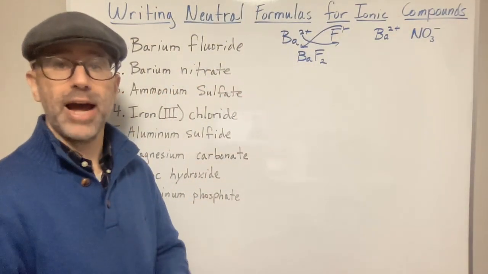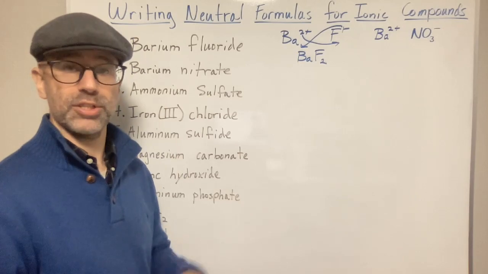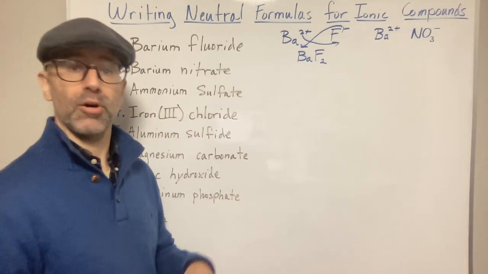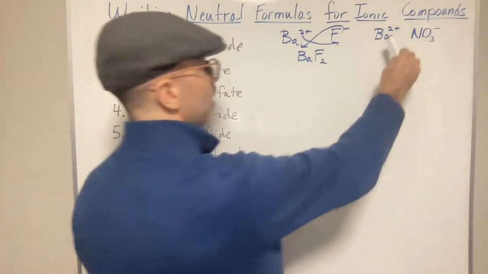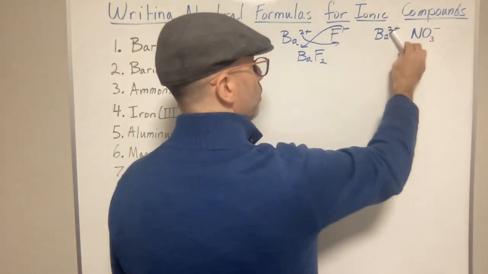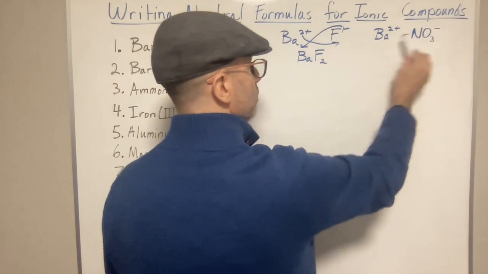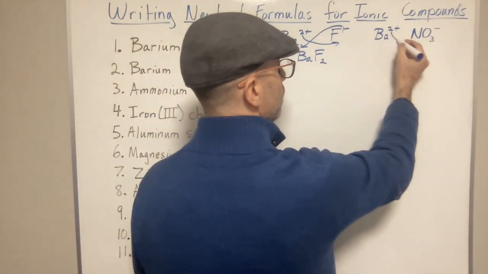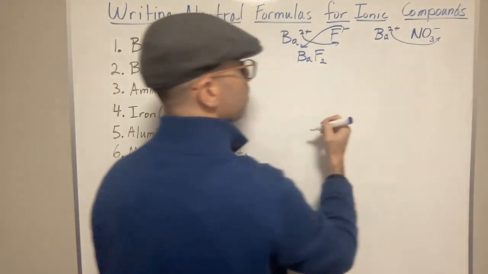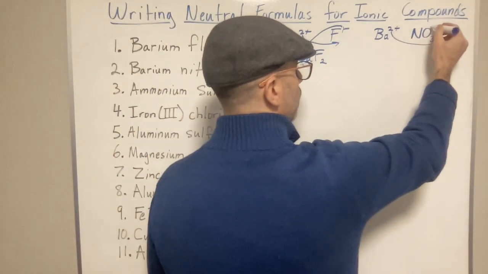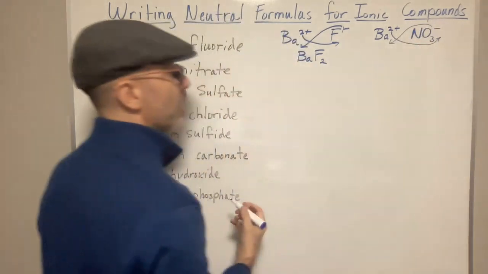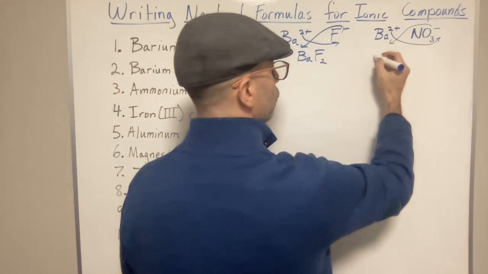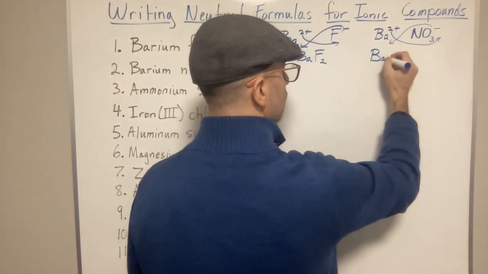Okay, so now that we have our ions written with their symbols and charges, we use the crisscross method again. Remember, the superscript numbers become the subscript numbers of the opposite. So this 2 here is going to be a subscript for the nitrate, and this 1 here is going to be a subscript for the barium. And so we don't write the 1s. So again, this is going to be Ba.